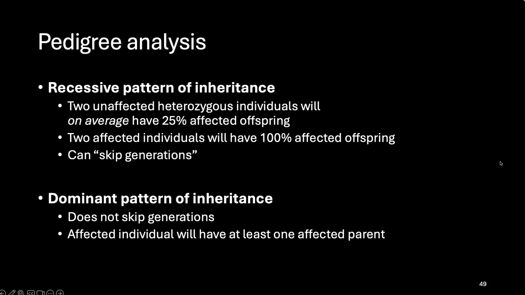Dominant patterns of inheritance typically will not skip generations, but this last point is the most important one. Affected individuals will have at least one affected parent. So these are the things that you will look for when trying to assess the inheritance patterns within a pedigree.